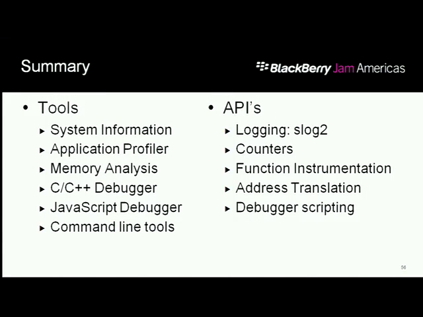So as a summary, the tools we provide in the IDE are: system information, which gives you streaming information from the device; the application profiler to dig deeper into the profiling of your application; memory analysis to optimize your memory; and the C++ debugger and JavaScript debugger to help with debugging. All of this is available from command line tools. And the APIs we have are the logging API and the different counters APIs, which I mentioned, for CPU and for memory usage. You can also use function instrumentation and override functions, together with address translation, to build very cool tools, and debugger scripting.